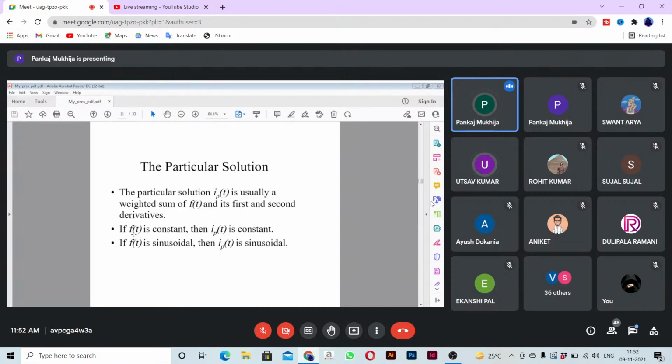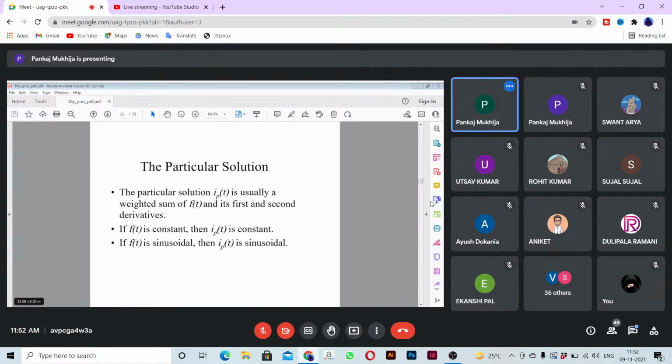You can see, if ft is constant then the particular solution is constant. If ft is sinusoidal, then the particular solution is sinusoidal. If in general, your particular solution will be a weighted sum of this ft and its first and second derivatives. Now if anyone has a doubt, you can ask me about this.